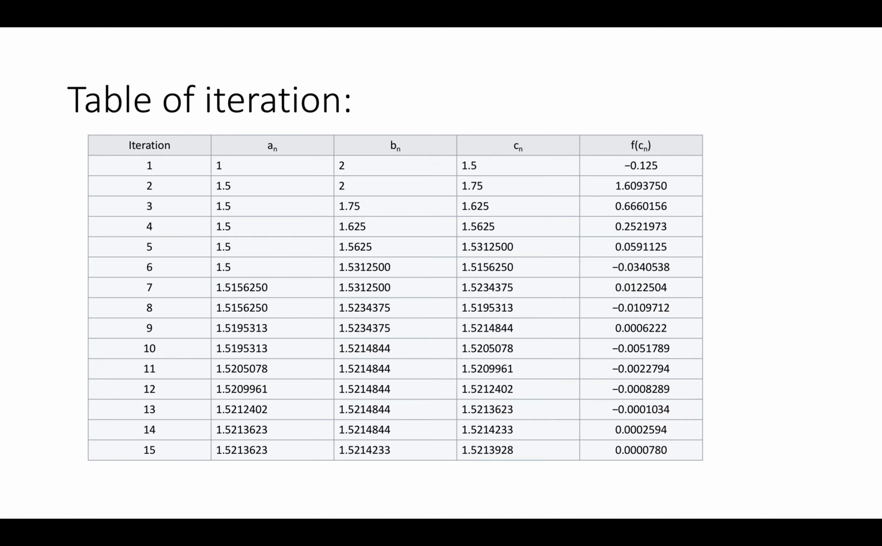So at what iteration do we have to stop? Where to stop? It depends on the two conditions we have already discussed. Either the difference of the middle point with any of the values of an or bn, at any iteration, is less than the required accuracy. For example, we need a root which is correct up to the third decimal place. So our accuracy condition is: the absolute value of an minus cn or bn minus cn should be less than or equal to 10 raised to the power minus 3, or 0.001.